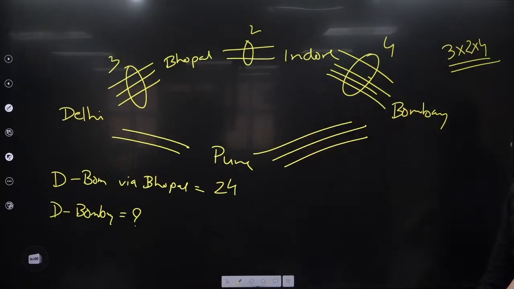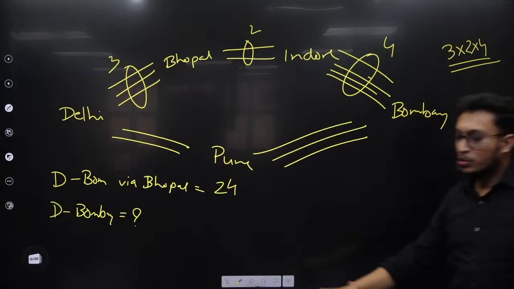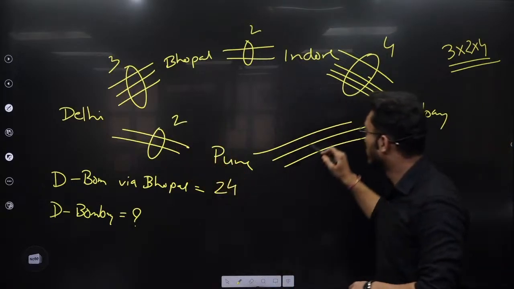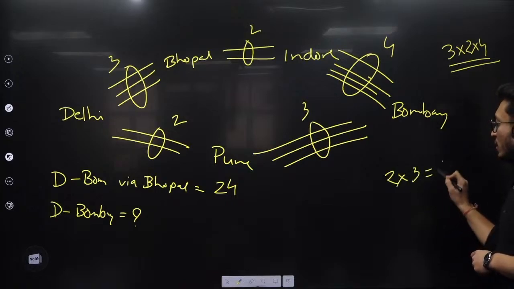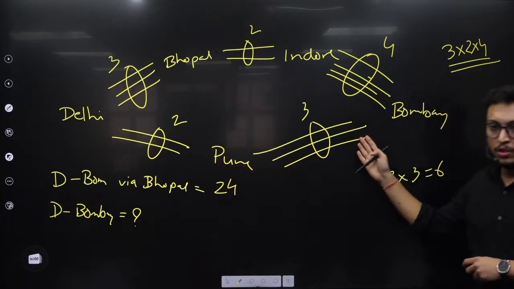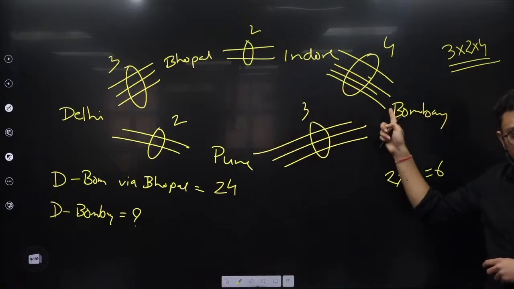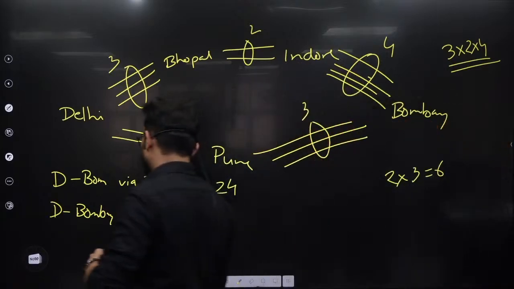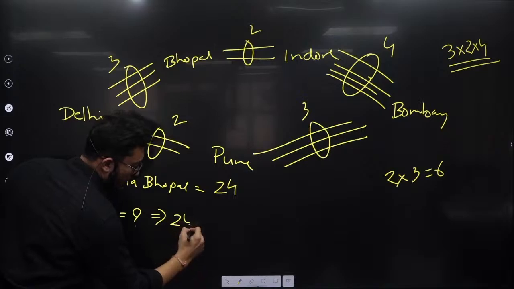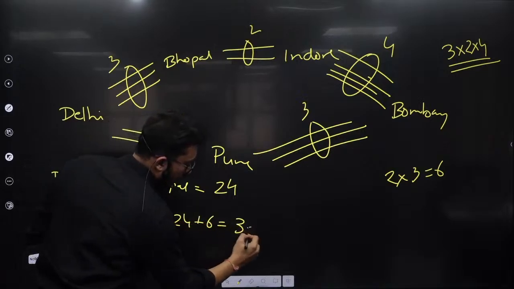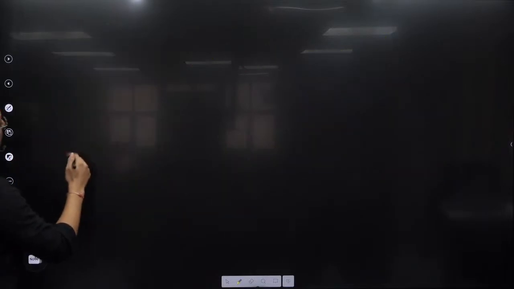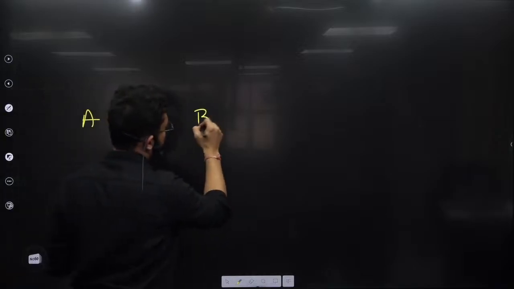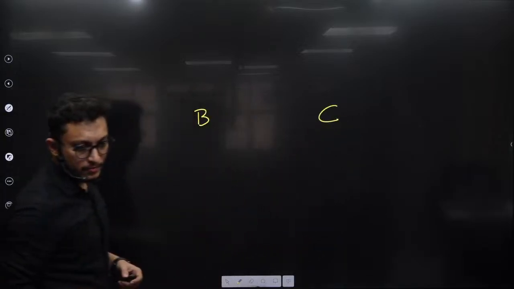From Delhi to Bombay via Pune, you have 2 and this is 3. Total 2 cross 3. 6 options from this route, 24 options via this route. In total how many? 24 plus 6, that is 30. Is this clear? Easy है? एक लेवल और बढ़ाते हैं.